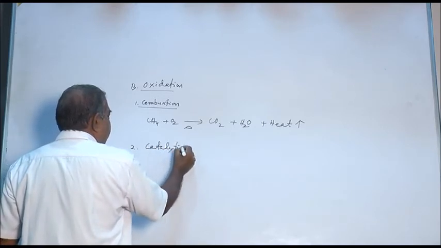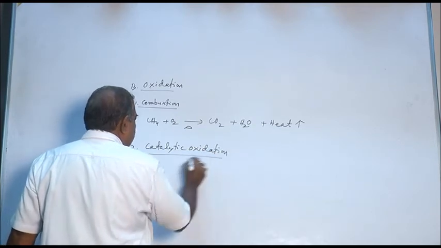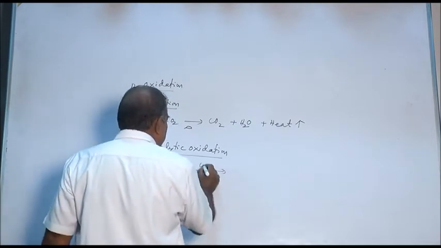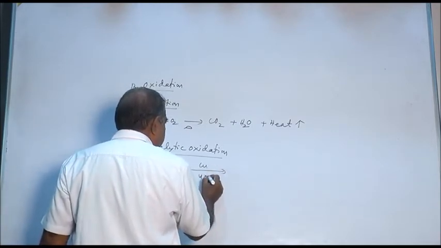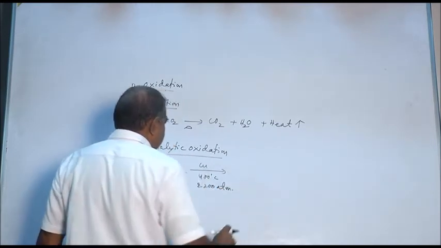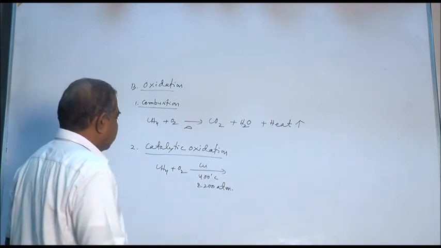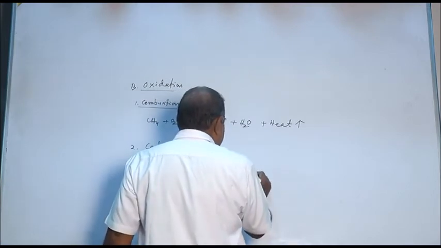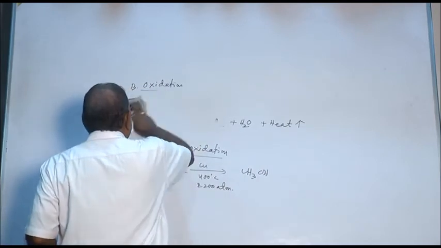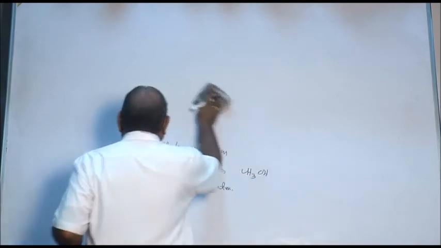Second, catalytic oxidation. When lower hydrocarbons are oxidized in presence of metallic copper as catalyst at high temperature and high pressure, here we have taken temperature 400 degrees centigrade, pressure 200 atmosphere, it gives you the corresponding alcohol. Only lower hydrocarbons, methane, ethane, give you alcohol. Other members cannot be oxidized.